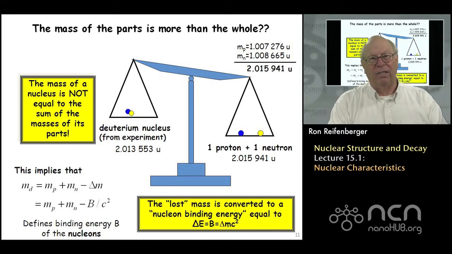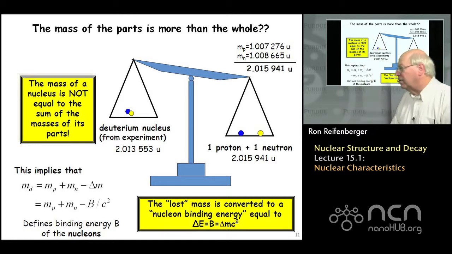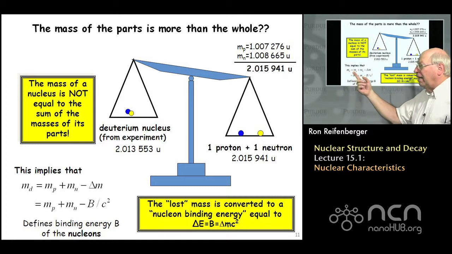Well, without Einstein's E equals mc squared formula, that would be a real puzzle. But the argument is that the mass of the deuteron is equal to the mass of the proton plus the mass of the neutron plus some lost mass. That lost mass is converted into a binding energy B, right? And so the point is, this system here, when the neutron and the proton are very close to one another, is actually more stable than the proton and the neutron separated far apart from one another.